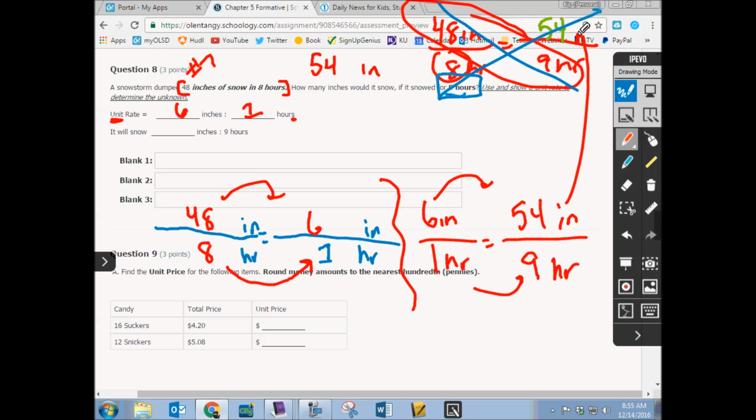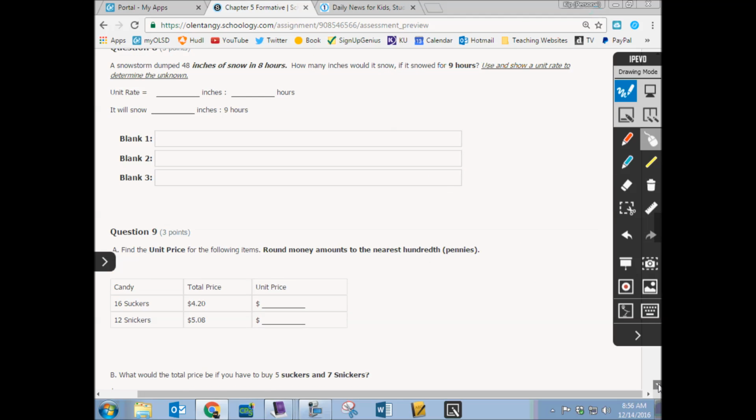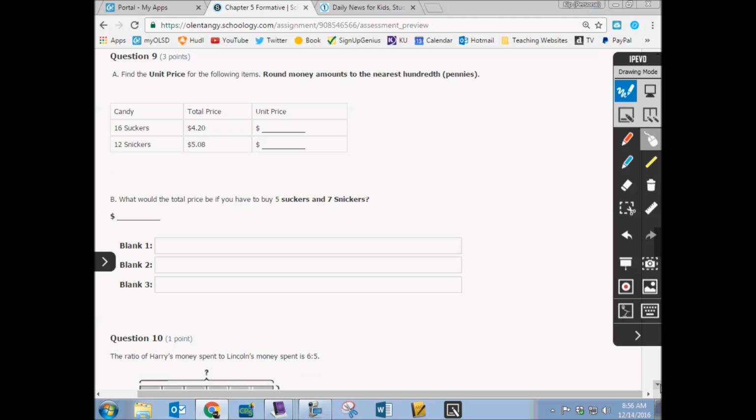We got the same answer we did before, but because the directions right there say use and show a unit rate, that showed you had to do that. So your fake ratio turned into a unit rate. Your unit rate turned into the fake ratio to find the real information. Does everybody understand that? Okay, let's keep going here. This has been kind of long, but it's important to go through these. All right, here we go.